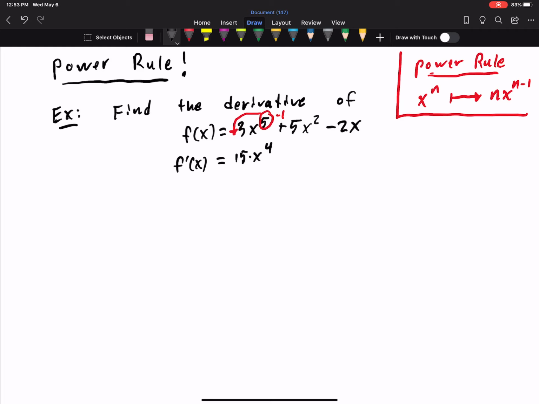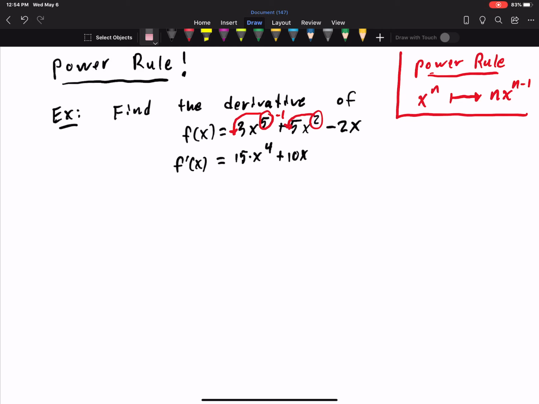Try doing the second term yourself here. Take the 2, bring it down in front, multiply it by that 5, so that gives you 10x to the first power, because you're subtracting 1 from the exponent. But you don't need to write that first power in the exponent, because x to the first power is just x. So you can delete that. Doesn't need to be there.